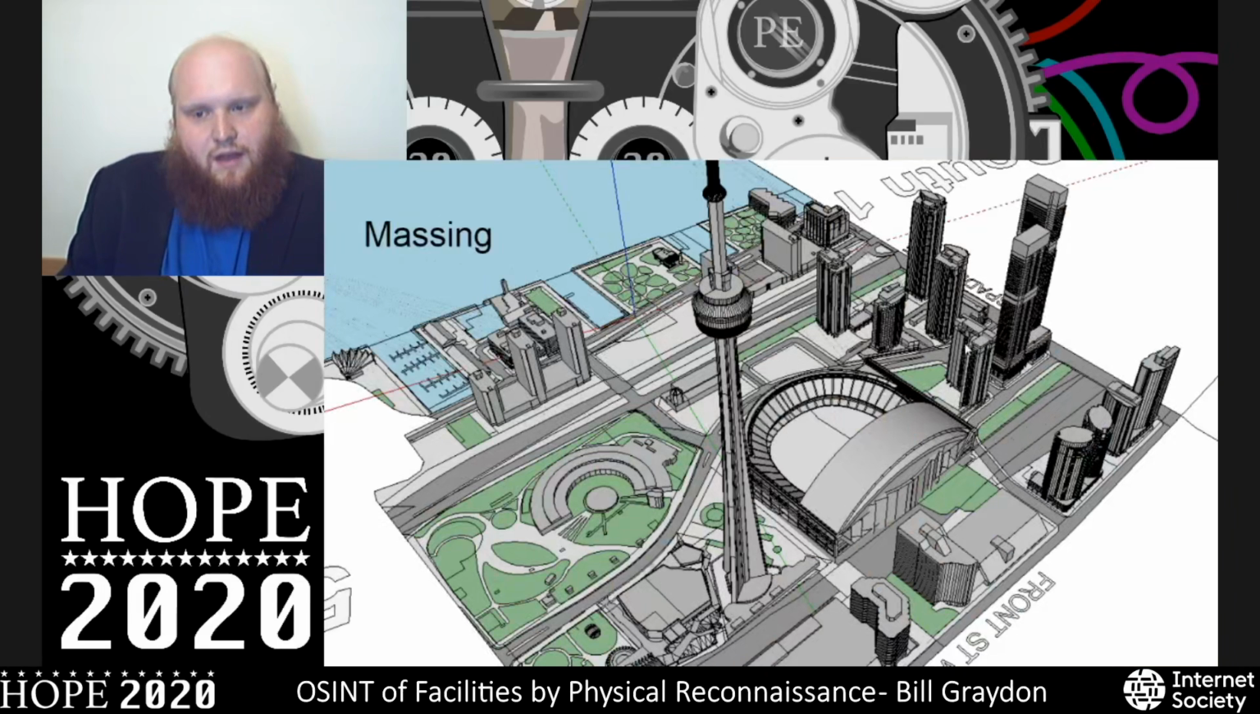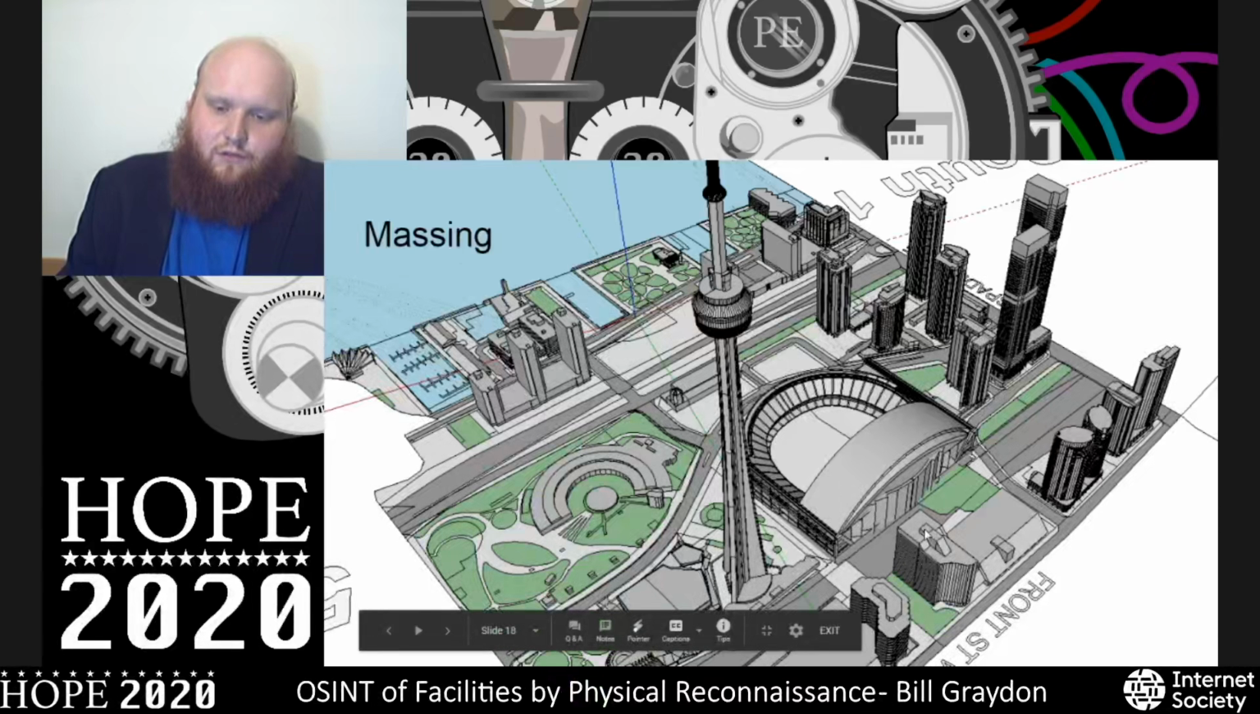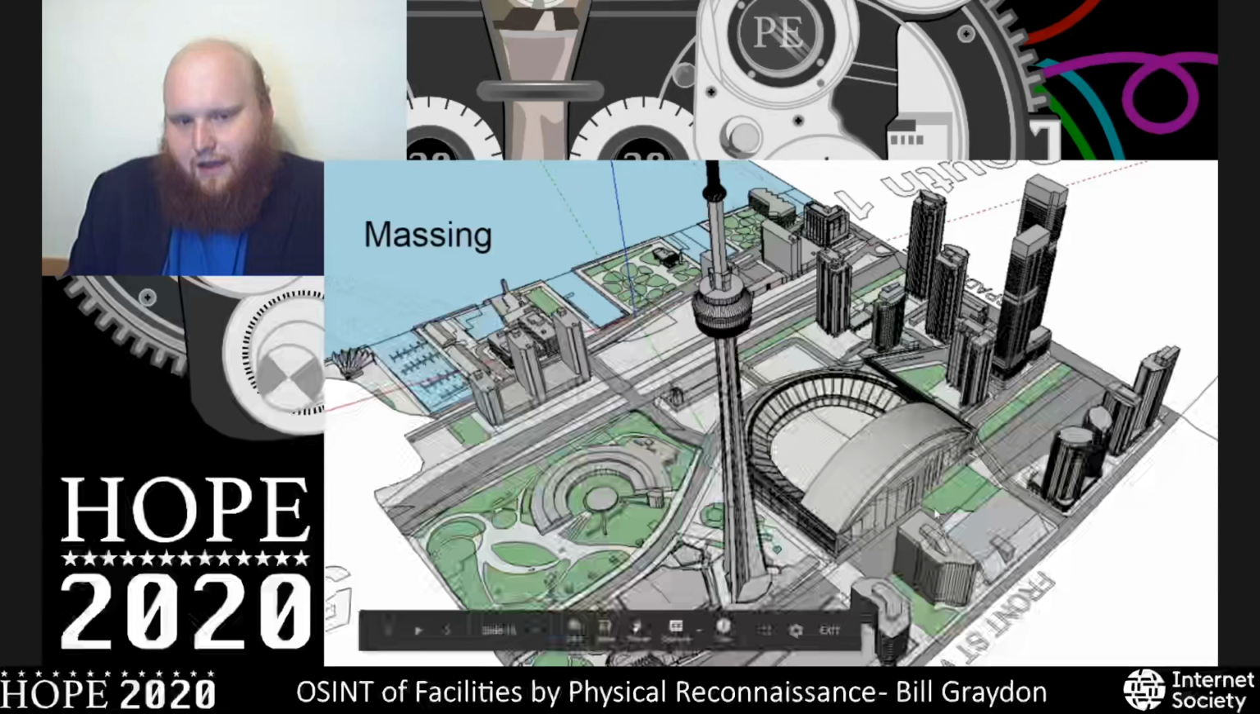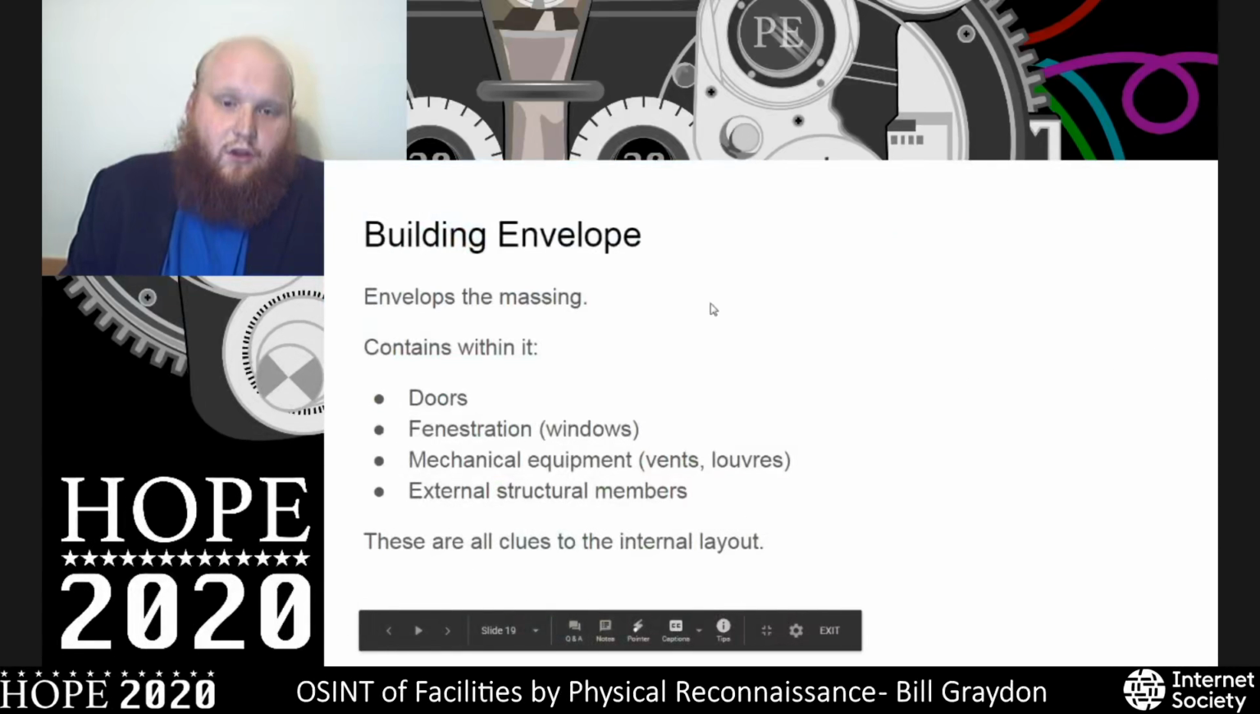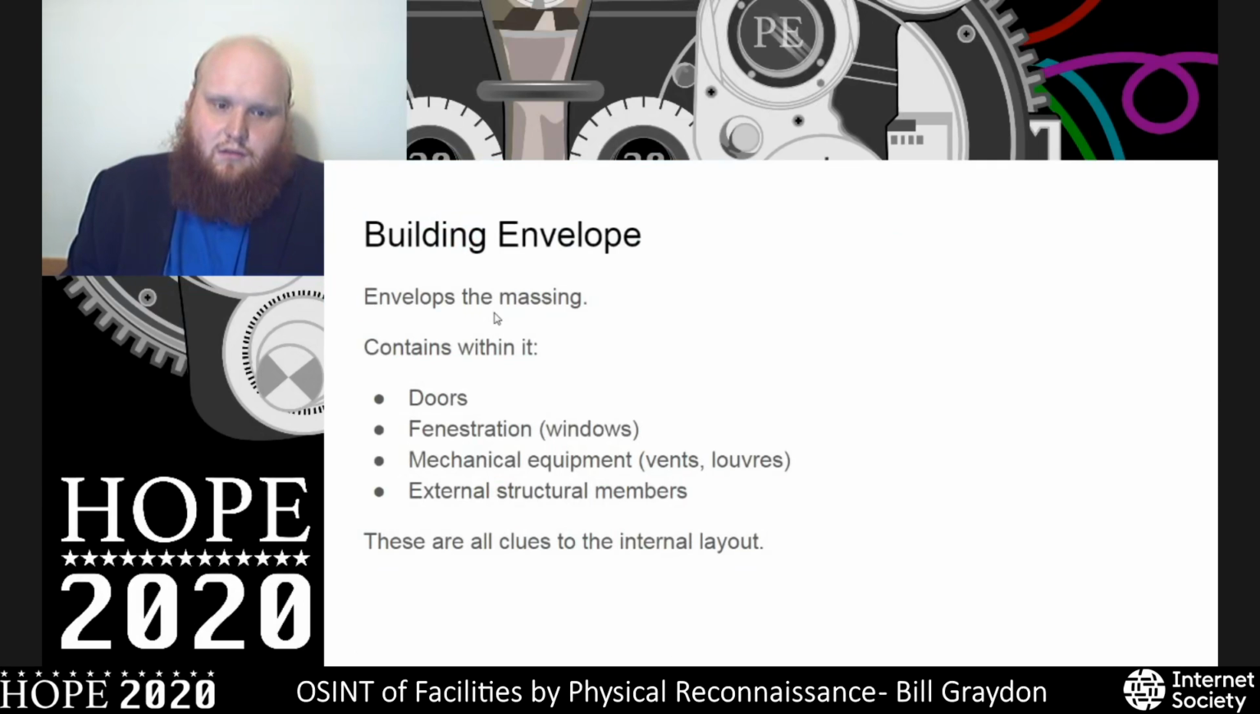To actually perform that inference, we're going to start with what architects call massing. That is the mass in three-dimensional space, the shape of that building. It's comprised of both primary masses, so the large shape, as well as anything smaller sticking out of it, which is a secondary mass. The building envelope is another term that envelops the massing, and it's the surface area, so to speak, on it.